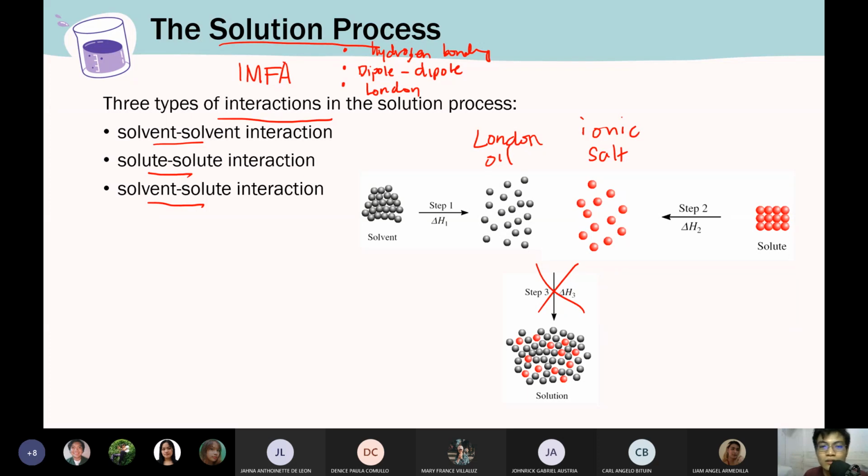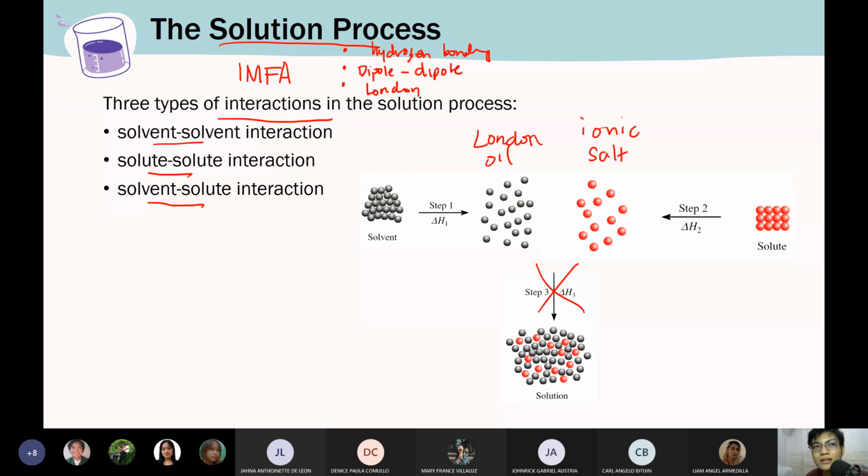Okay? Why? Because oil can only perform London dispersion forces. While yung salt, ionic yan. Okay? So, masyadong polar yung salt, no? Masyado siyang charged particle, and si oil, wala naman siyang ka-charge. So, there will be no interaction between the two, making them impossible to create a solution.